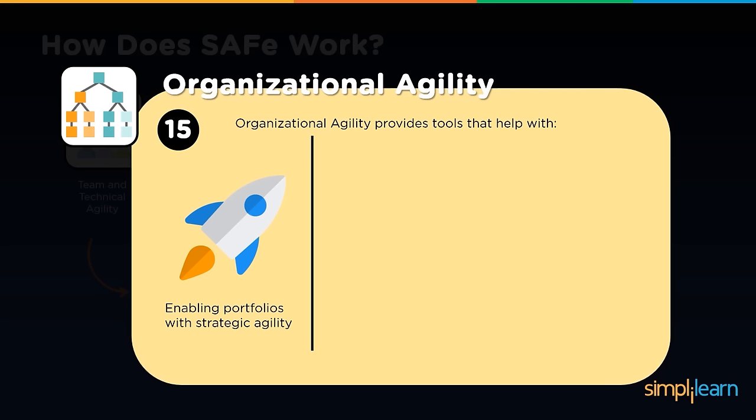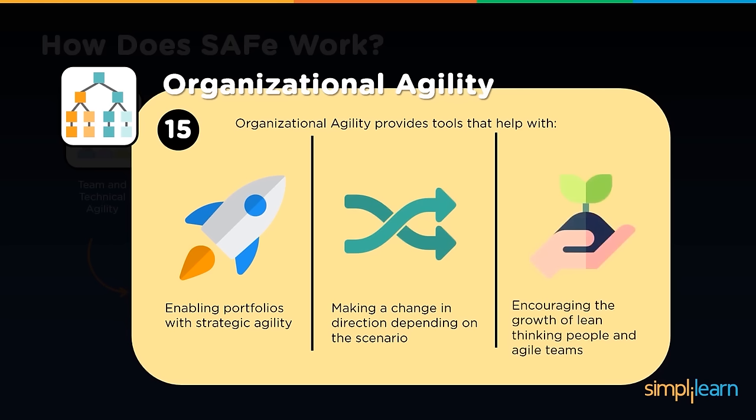So the rest of the business units which are supporting, like funding we spoke about. If funding is not done in an agile way, obviously things cannot move smoother or easier. So everything across the organization should become agile. Organizational agility has to be ensured. So enabling the portfolio with strategic agility, making changes in direction depending on the scenario, then encouraging the growth of lean thinking people and agile teams.